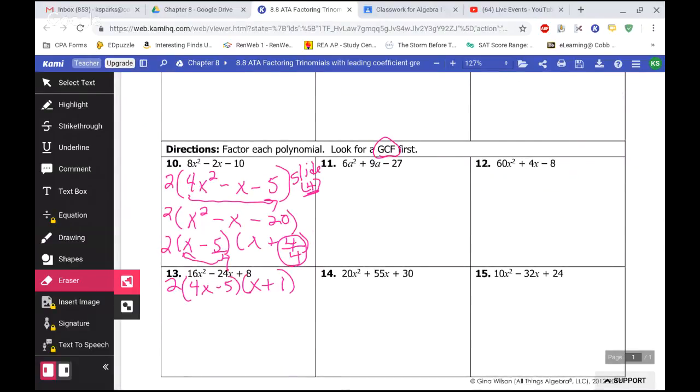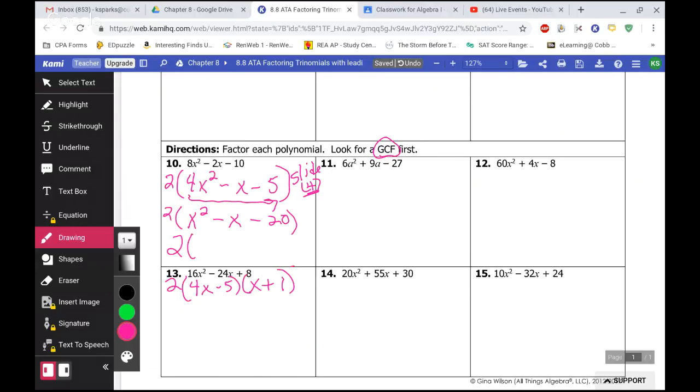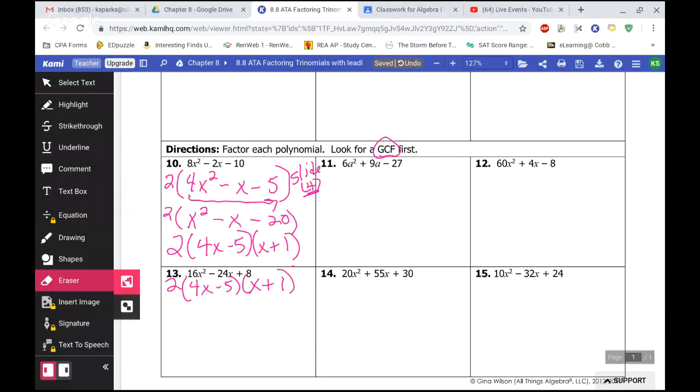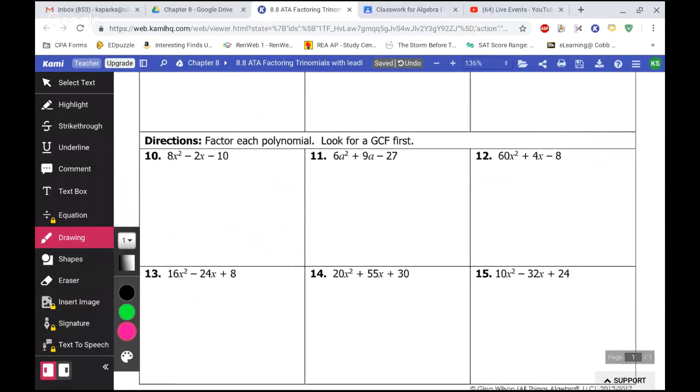And I'm going to erase some of my work here, because I'm trying to figure out where to. I'm going to erase this work right here. Hold on a minute. Wait, you're good. I just need that last answer part. Yeah, I know. I was going to rewrite that in the box. 2, so 4x minus 5, x plus 1. I'm going to try and write smaller.